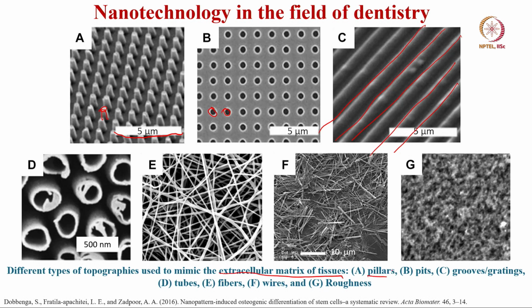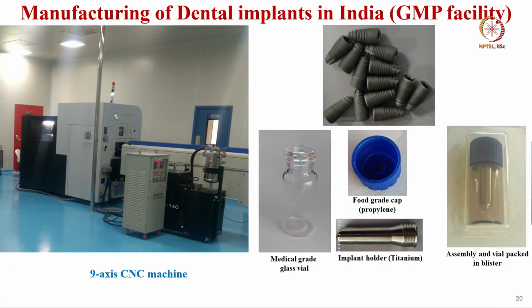Then there are other types of topographies that you can introduce to mimic the extracellular matrix of tissues, such as pillars, pits, grooves and gratings, then tubes and fibers and wires, and also roughening. By roughening like sandblasting, this is like wires and these are like electrospun fibers. Electrospun fibers are also investigated to introduce this surface modification.